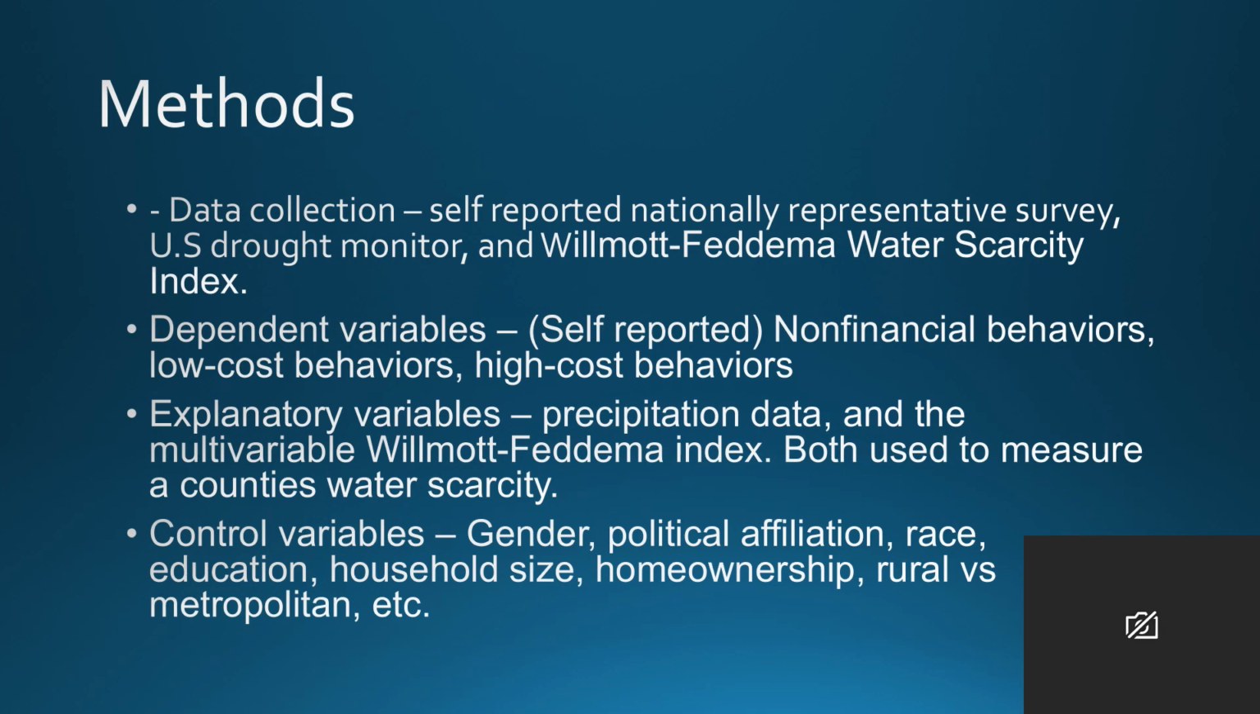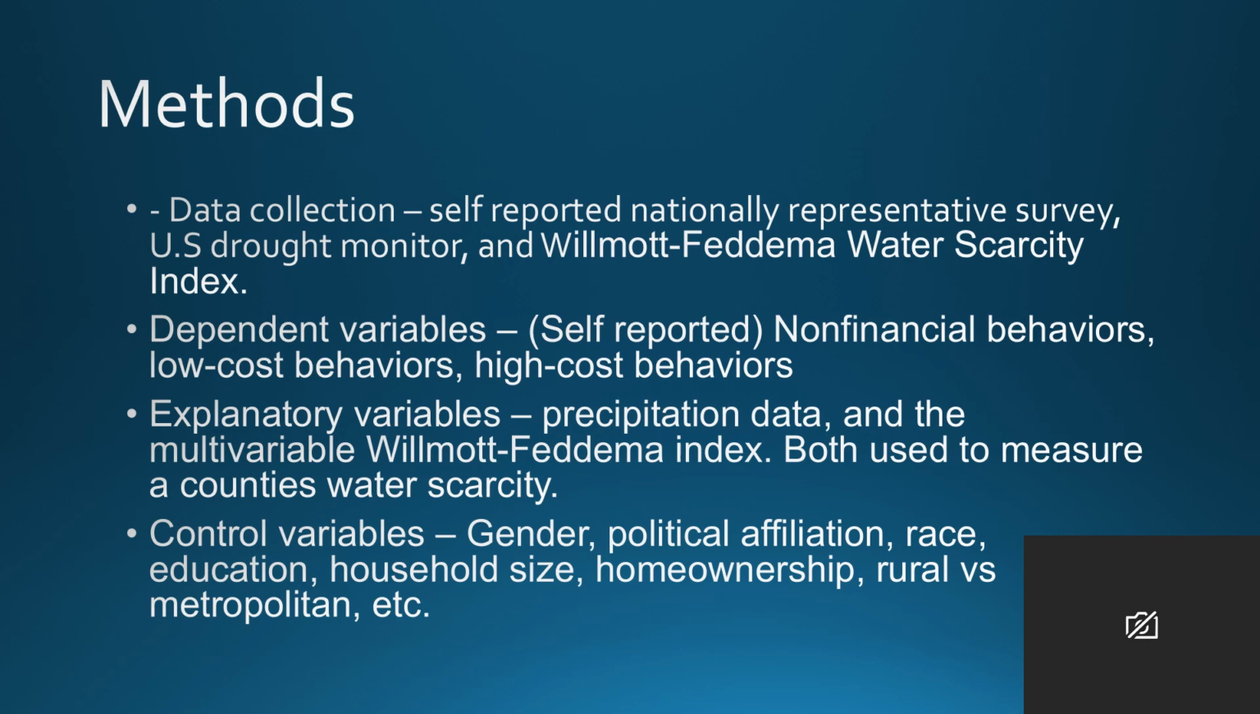So given all the previously known information from previous studies, the methods in our paper start with the data collection. They have a self-reported nationally representative survey, as mentioned earlier. They use the U.S. Drought Monitor to look at weather models, pretty much, to see who's actually in a drought, what kind of precipitation different areas get. And then they also use the Wilmot-Fedima Water Scarcity Index, and this is essentially self-reported feelings of being in a drought. So an individual's idea of what kind of drought they're in.